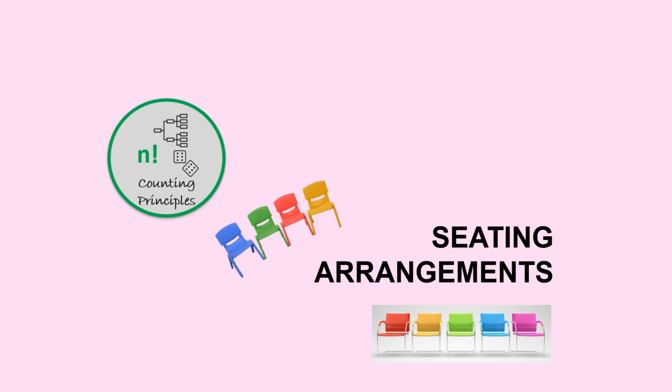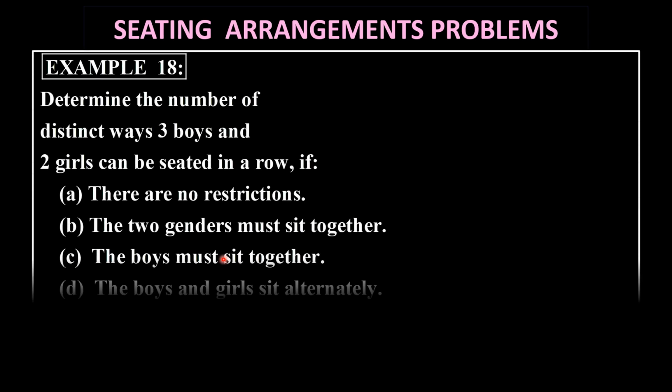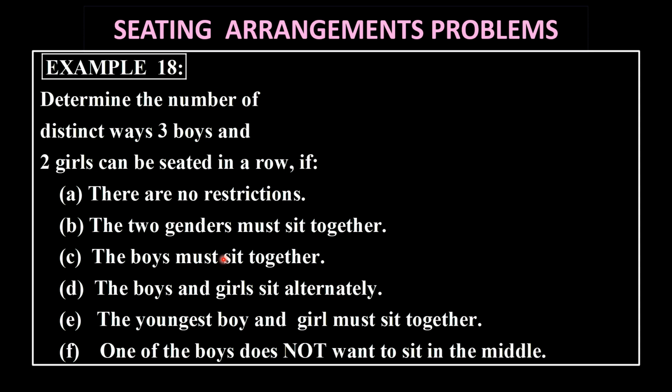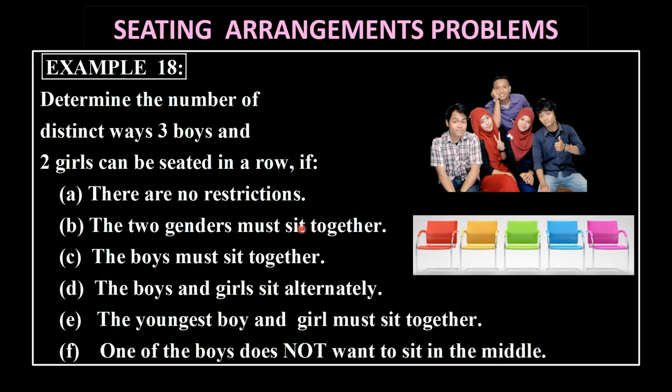So now we're going to look at counting seating arrangements. Let us consider the first example of seating arrangements. We have 3 boys and 2 girls who need to be seated in a row, and there are some questions: there are no restrictions, then genders must sit together, and then boys must sit together. There are 5 people, so they sit in 5 chairs in a row. So we're going to look at the solution of this problem.